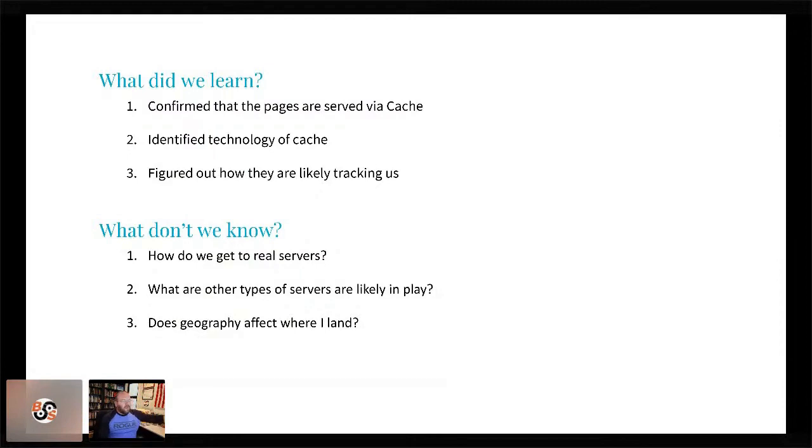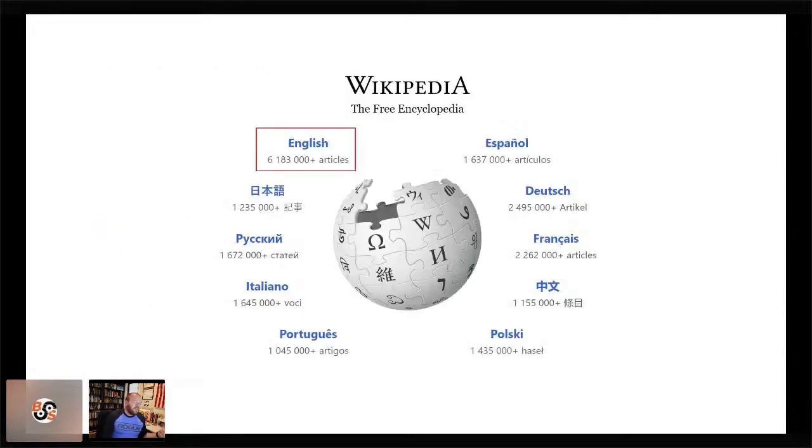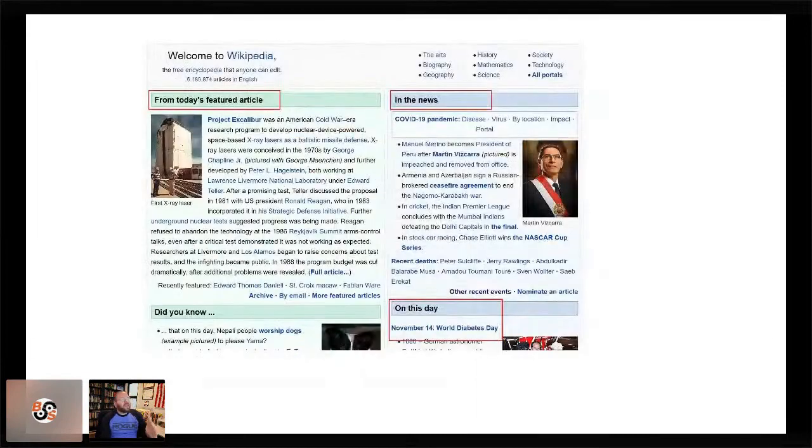So, we don't know if there's other servers. We don't know how to get to the real servers. We don't know how geography affects where we land. So if we click on the English page, again, assuming that this is probably an isolated instance, we can walk into what is this landing page here. And this is interesting, right? Because it's not an article per se. It's not like a specific article, which we would assert may not be changed super frequently. It gives me recent news. It gives me today's articles that are featured, stuff that's happening right now.